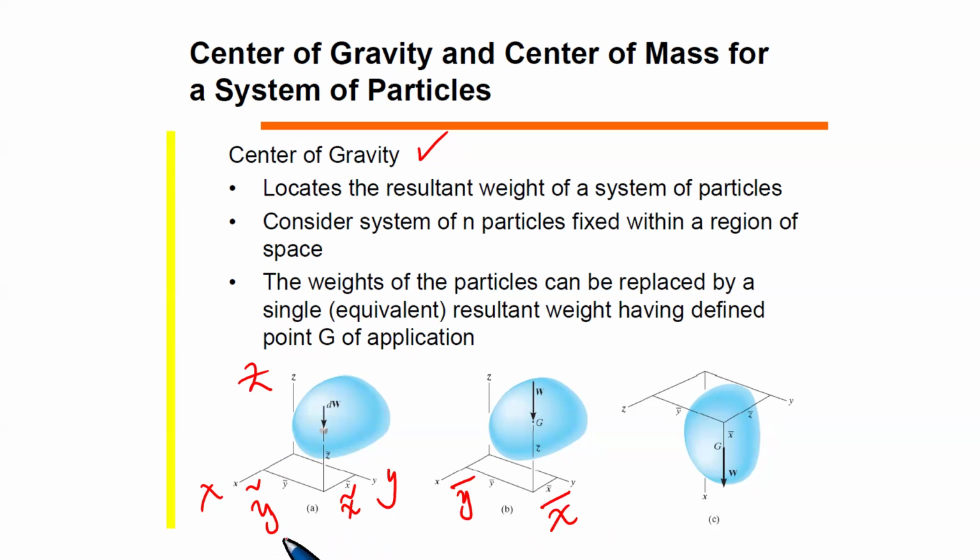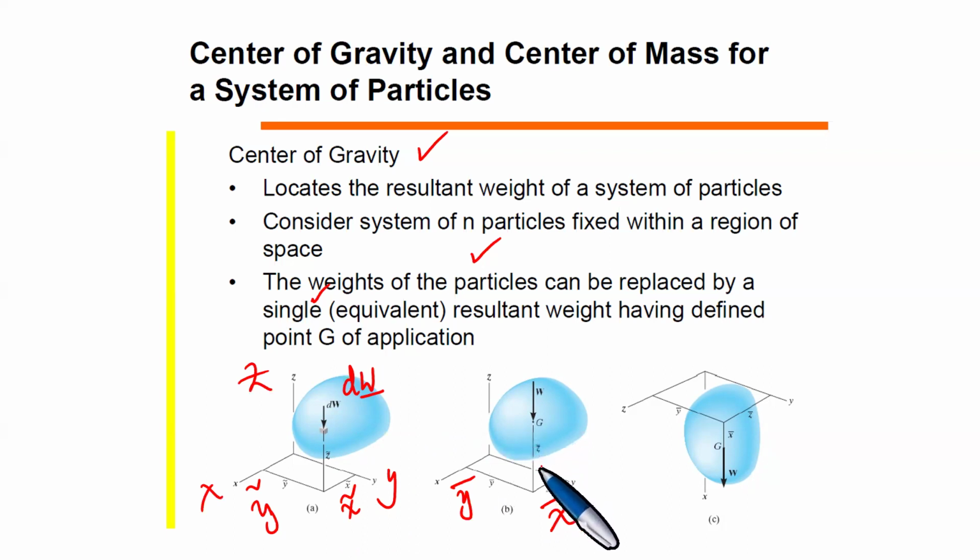So x tilde is the distance parallel to the x-axis, and y tilde is parallel to the y-axis. These x tilde and y tilde are the distances that help us determine the position of a particle. So the weight of the particles can now be replaced by a single equivalent resultant weight. We have taken a sample particle with a small weight dW, where W itself is a vector.